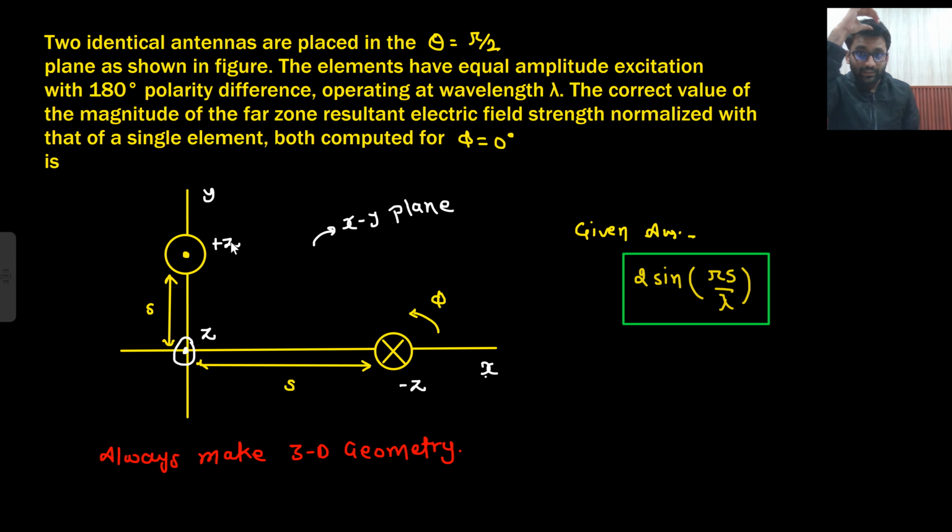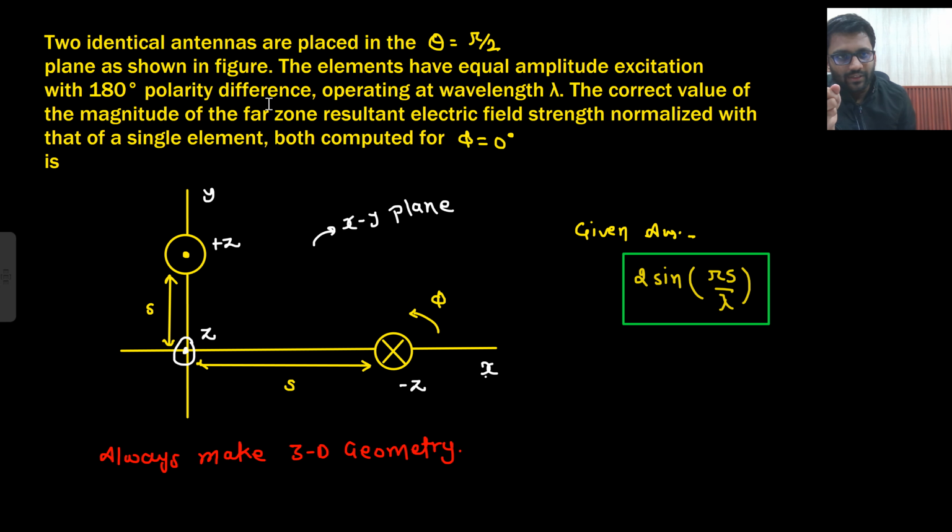Are you getting this point? If I am showing a pi degree angle, then I need to show the direction opposite. I hope you understand the point. This has I naught current, this also has the same current, but they are phase shifted. That's how they have shown this antenna. Now let's see what they are saying. The elements have equal amplitude excitation with 180 degree polarity difference.